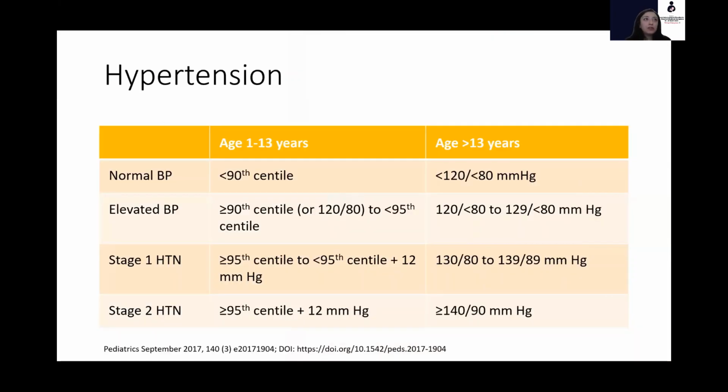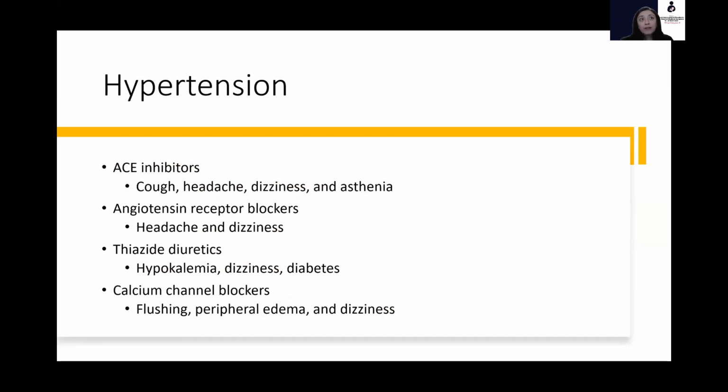For hypertension, just keep in mind that there are different stages, and that for ages less than 13, we use percentiles. Above 13, we use absolute number cutoffs. And again, here, the recommendation is to start treatment if you don't see reduction after 6 months of lifestyle interventions, or in a child who has symptomatic hypertension or any stage of hypertension associated with diabetes or chronic kidney disease.